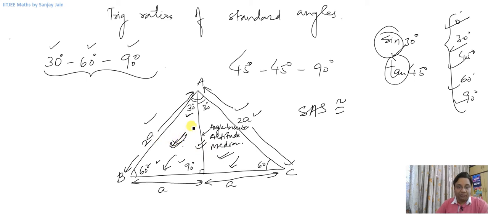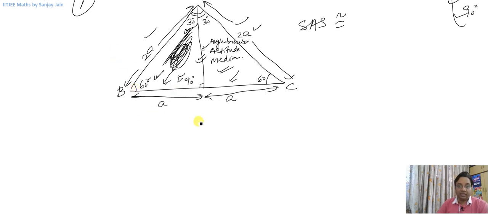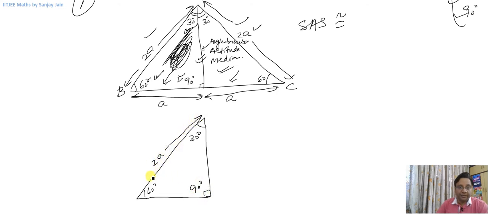All right, so now we will focus on this triangle, because this is the triangle that we were looking for, the 30, 60, 90 triangle. This angle is 30 degrees, this angle is 60 degrees, this angle is 90 degrees. So let me redraw only this triangle that we are interested in. This side length was 2a, this side length was a, right here. So what will be this length here?